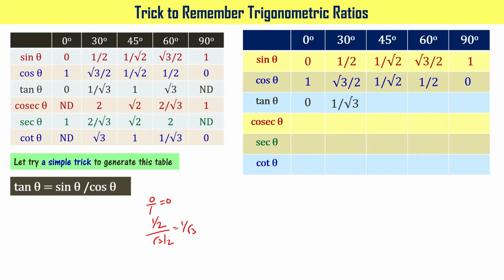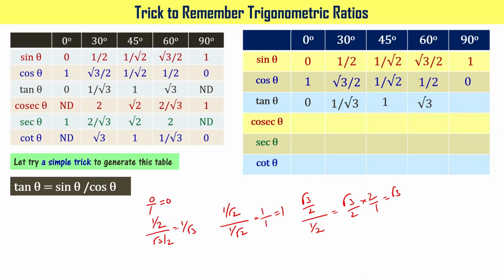Now you have sine 45 degrees equal to 1 by root 2, and cos 45 degrees is also the same, 1 by root 2. That means I can write it as 1 by 1, that is equal to 1. Let's write that. Now for 60 degrees, you have root 3 by 2 divided by 1 by 2. That can be written as root 3 by 2 into 2 by 1, that's equal to root 3. Let's write that. Tan 60 degrees is root 3.